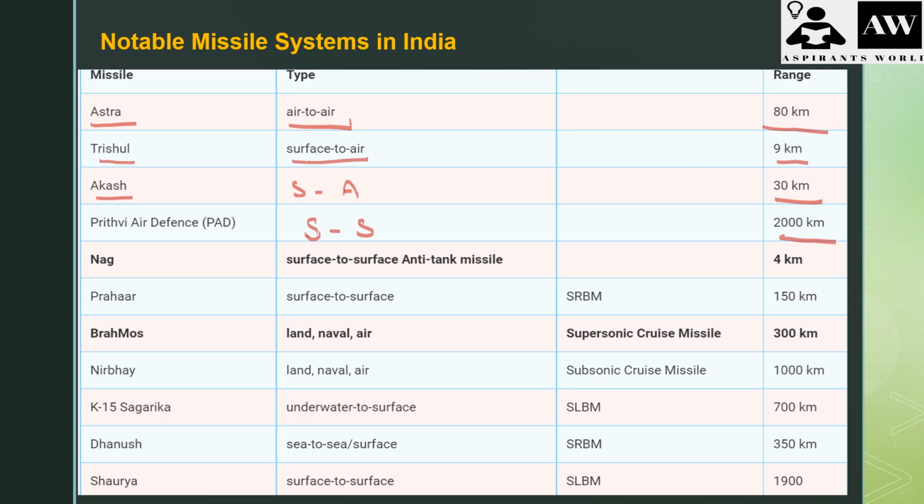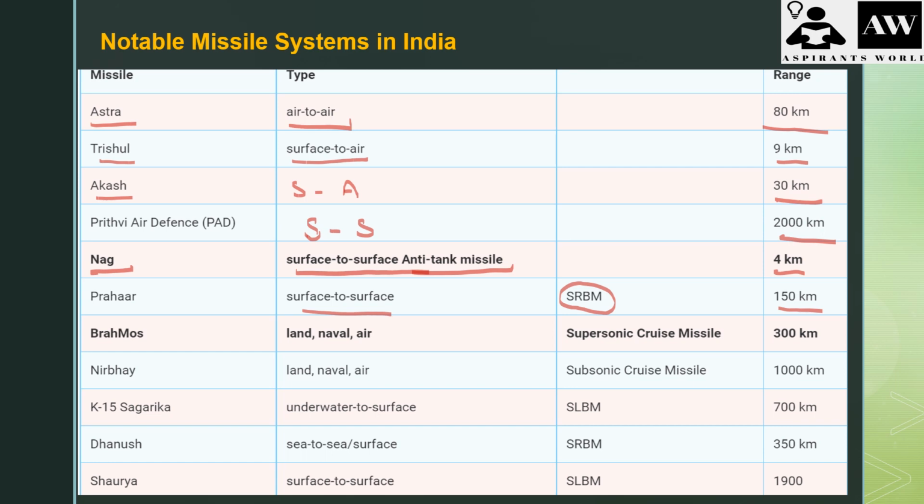And the Nag is a surface to surface anti-tank missile. This is very important. The Nag is a surface to surface anti-tank missile category, and its range is nearly 4 kilometers. And the Prahar is a surface to surface category, and it is a short range ballistic missile. Its range is 150 kilometers.